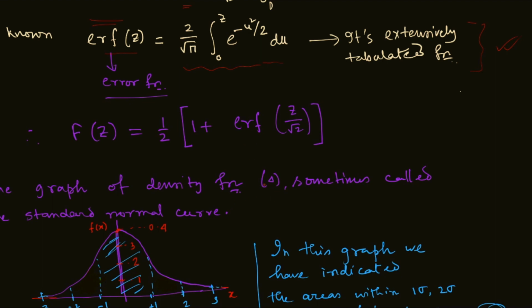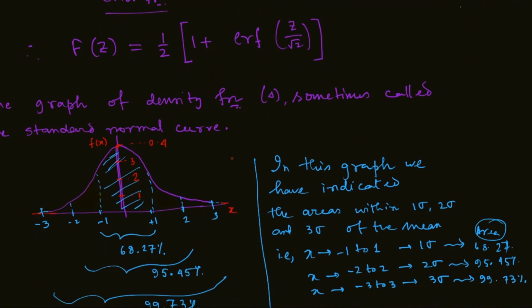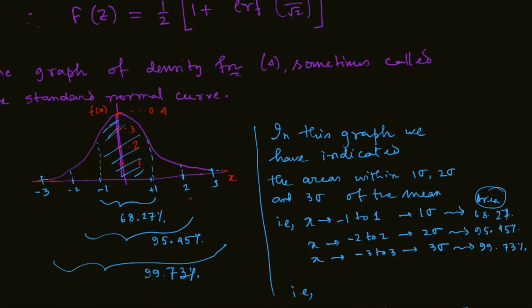And it is the graph of the density function, sometimes called the standard normal curve. It asymptotically merges to minus infinity or plus infinity. This is standard normal because the variance is 1, so the limits are plus 1 and minus 1. If you calculate from minus 1 to plus 1, that is the 1 sigma limit, it covers 68.27% of the area.